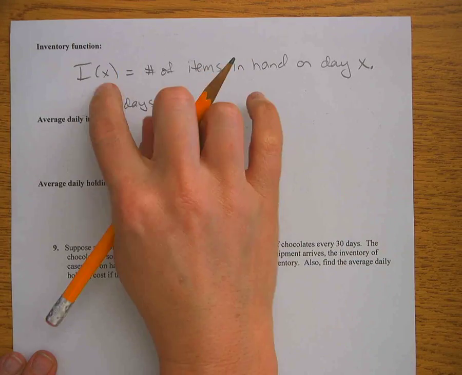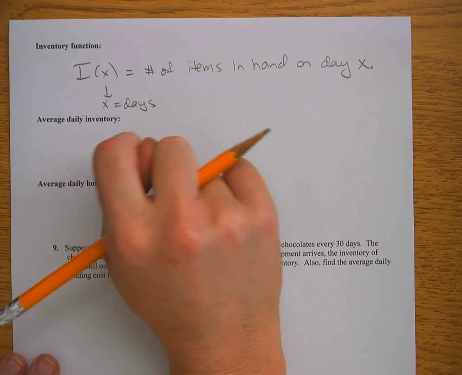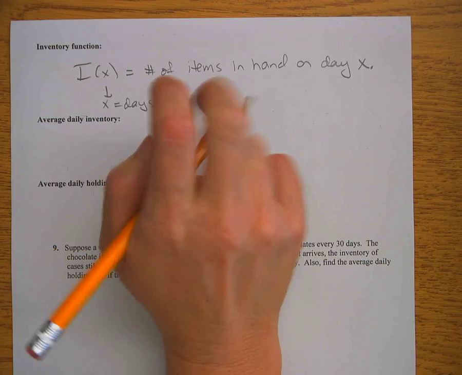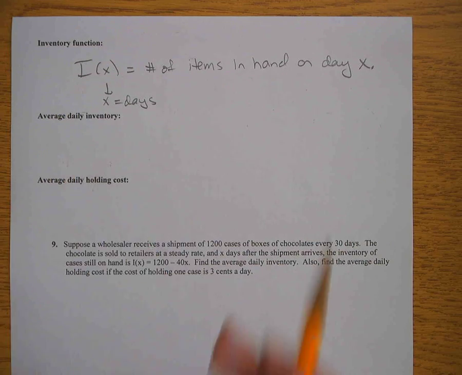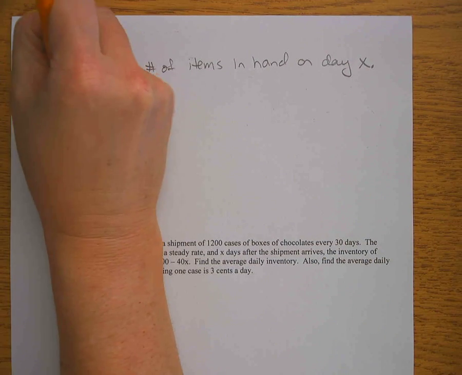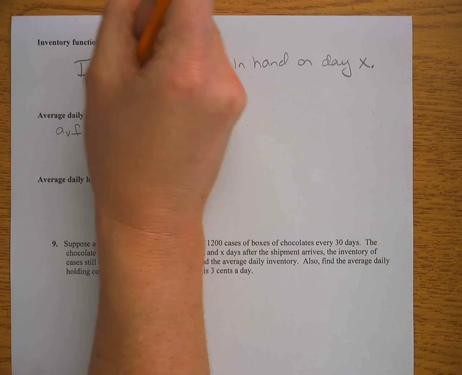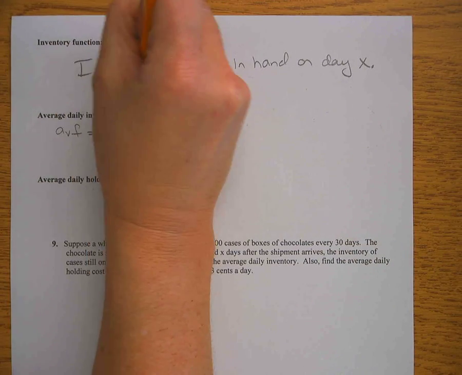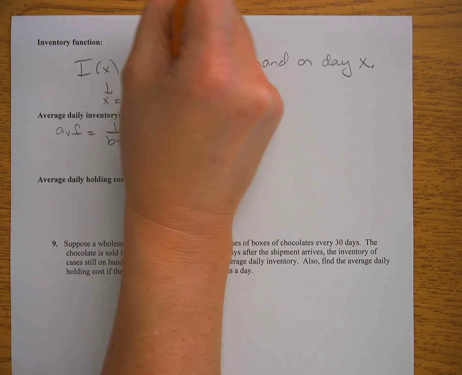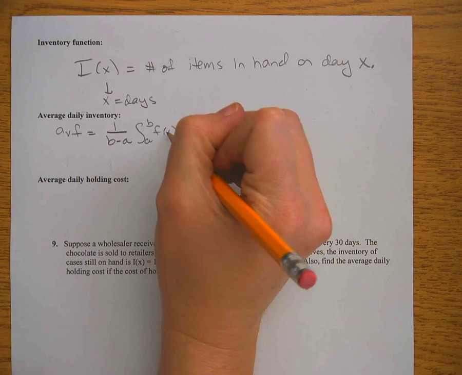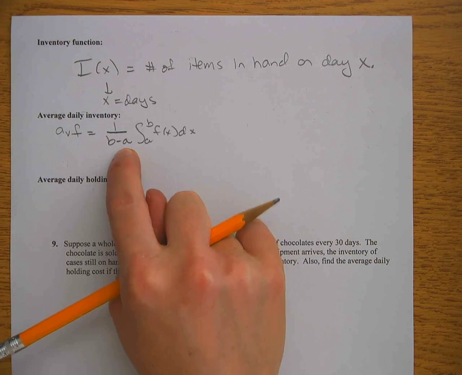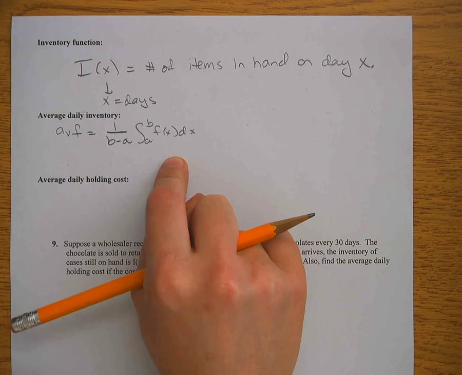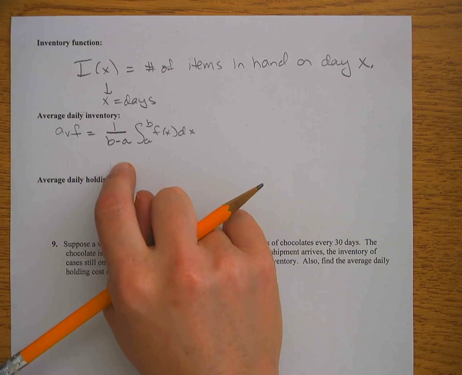So on a given day x, how many items are in hand? This is sort of the inventory function. We could figure out on average how many items are in hand by using integrals. Because if you remember from 5-3, the average value of a function is you take the integral of a function from a to b, find that area under the curve, and then divide that by the base, b minus a, and that gives you the average height.